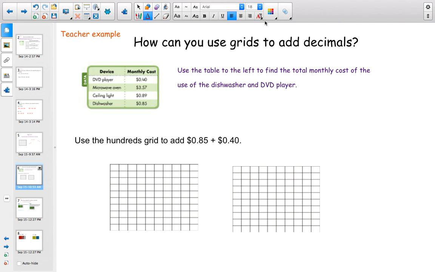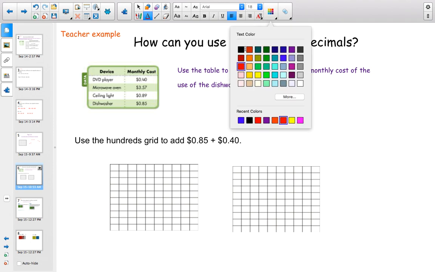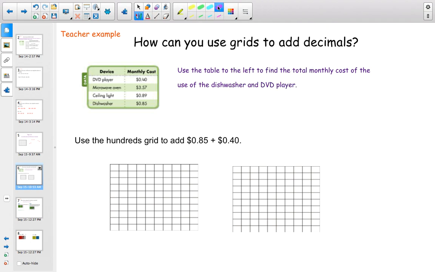I'm going to warn you now, I'm not the best at coloring in the lines on a computer, so you're going to have to bear with me here. We're going to use pink to represent the 85 cents that it costs to use a dishwasher a month. Each grid has 100 squares in it, 10 squares going down and 10 squares going across. So when I'm coloring in 85 squares, I know that I can automatically color in 8 lines, because if there are 10 squares going down, 8 times 10 is 80.